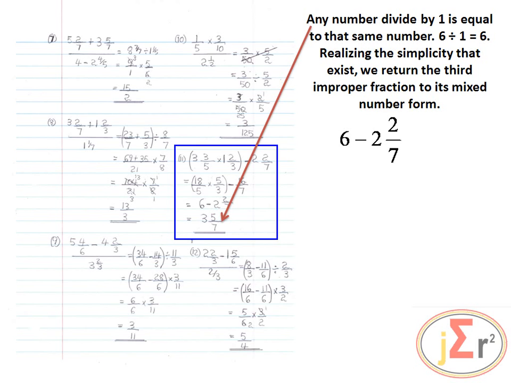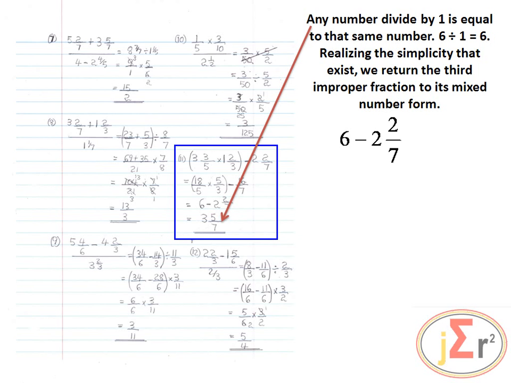Realizing the simplicity that exists, we return the third improper fraction to its mixed number form. So we recognize that it will be simpler for us to just say 6 minus 2 and 2 sevenths. How do we do that? We say 6 minus 2 is 4, and then write 4 as 3 plus 1. So 3 plus 7 over 7. And from that 7 over 7, we take 2 over 7.